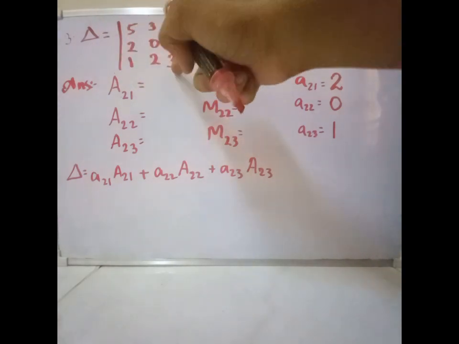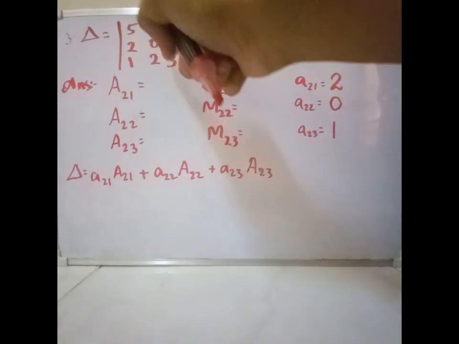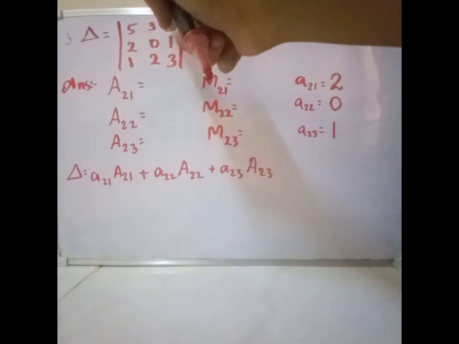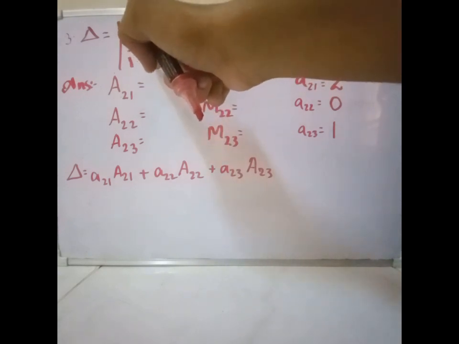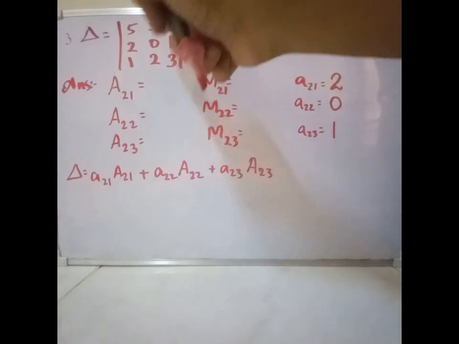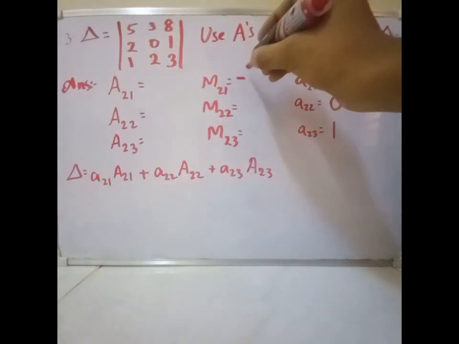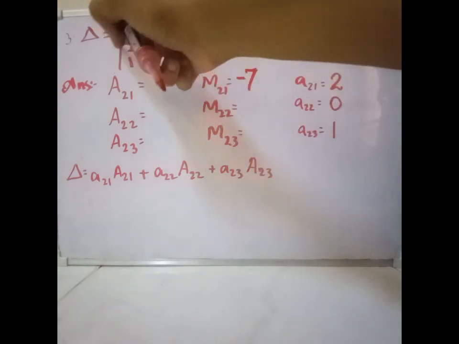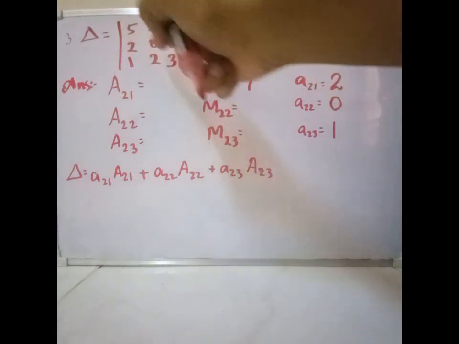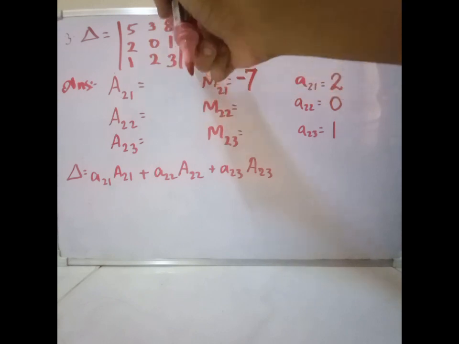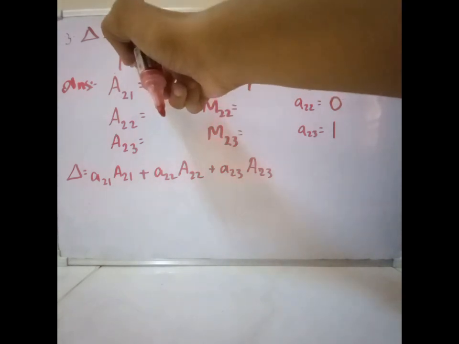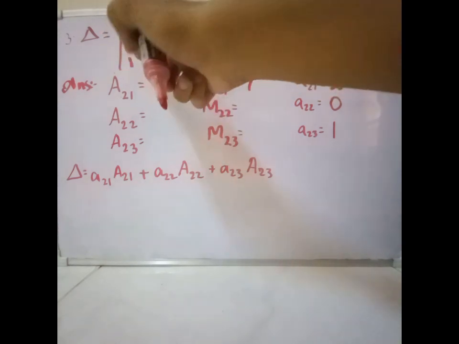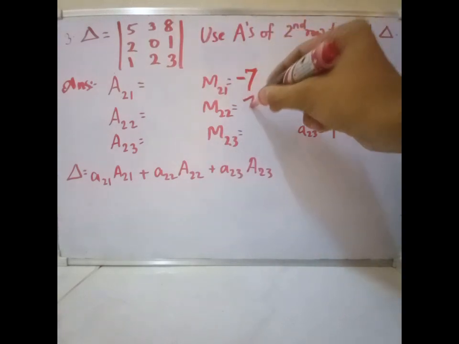So the elements left out would be these 4. So 3 into 3 it would be 9, minus 8 into 2 it will be 16. 9 minus 16 is minus 7. Now M22, second row and second column. So 5 into 3 it's 15, then 8 into 1 it's 8. So 15 minus 8 will be 7 itself.